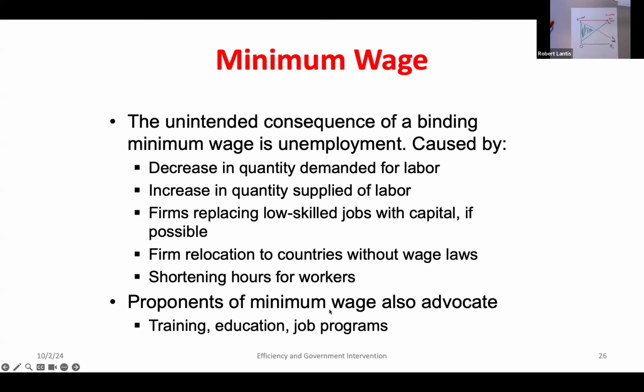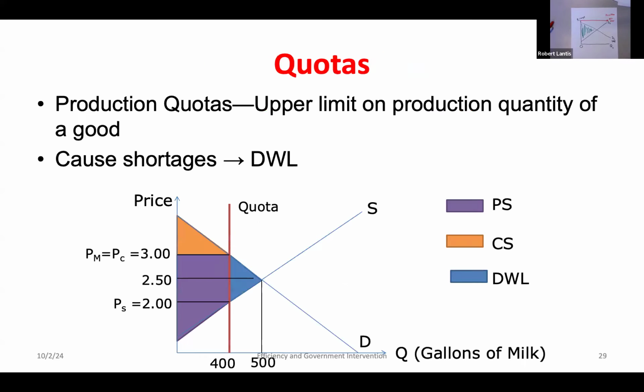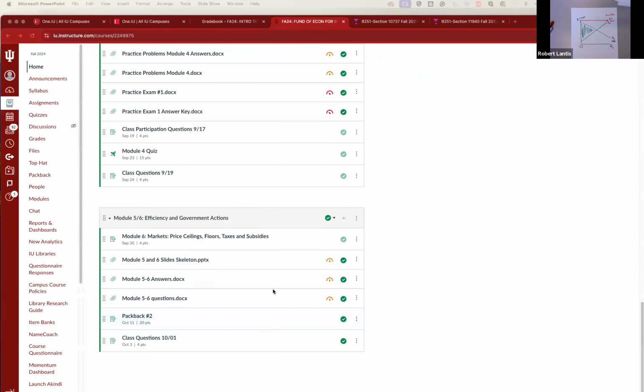Now, there can be some positive effects of minimum wages. I didn't get through that with my other section, so I'll save that for Thursday's class. But right, with $15 minimum wages, we would see unemployment everywhere. Okay. I didn't do quotas. Oops. So what I want to do here is work through some problems.